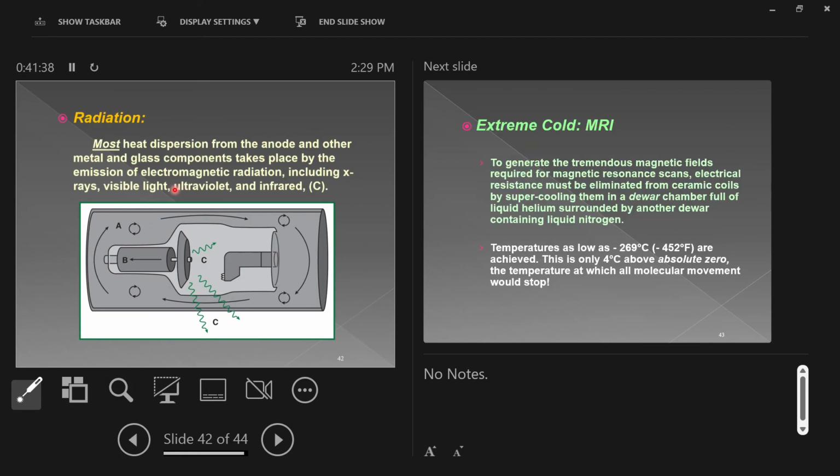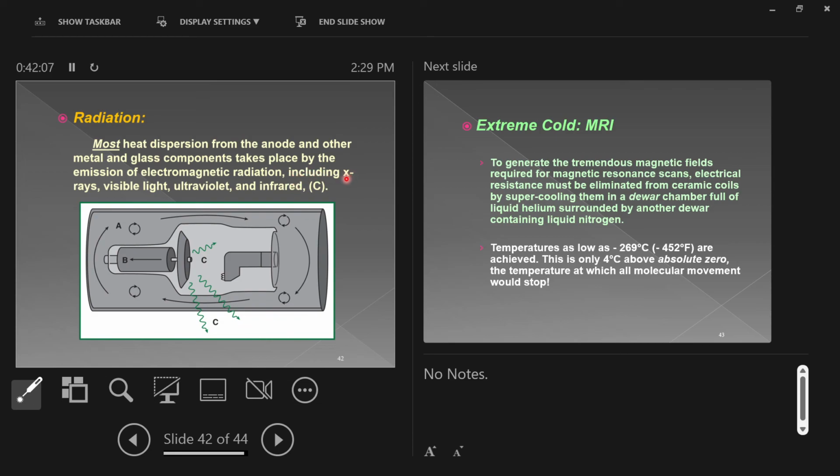And lastly, radiation. Most heat dispersion from the anode and other metal and glass components takes place by the emission of electromagnetic radiation. This is why you can stand a couple feet from your oven or a couple inches from a flame and feel the heat from the flame. That's infrared radiation, like when you feel the heat from the sun. That electromagnetic radiation in an X-ray tube exits the tube in different forms.